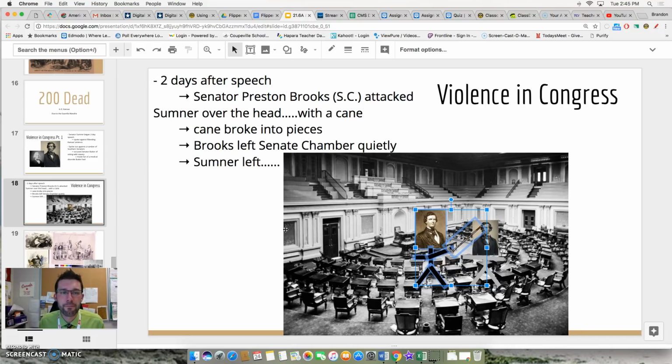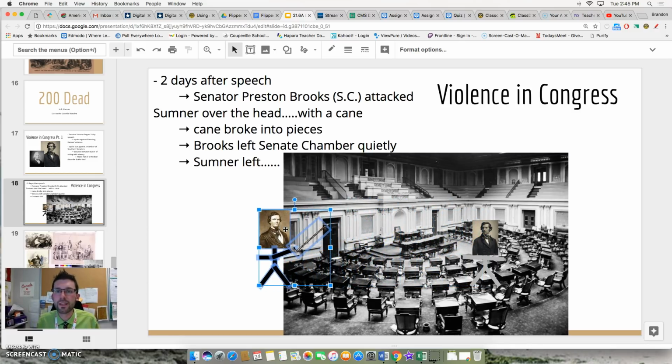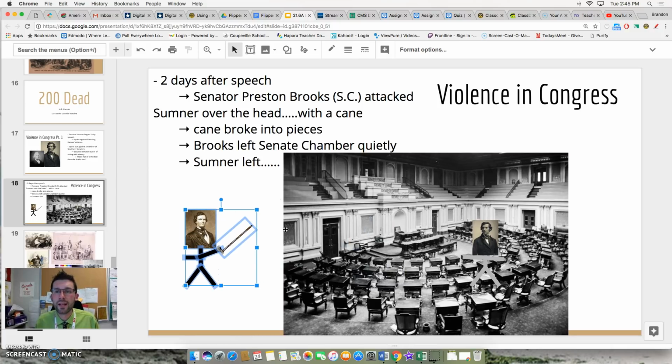It went something like that. As Brooks attacked Sumner, his cane flew into pieces. And Brooks then quietly left the Senate chamber. Now, people have said that Brooks caned Sumner rather than challenging him to a duel, which is what a Southern gentleman should have done, because he regarded the senator from Massachusetts as his social inferior.